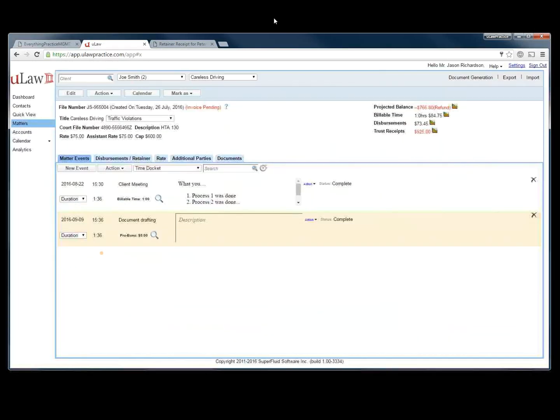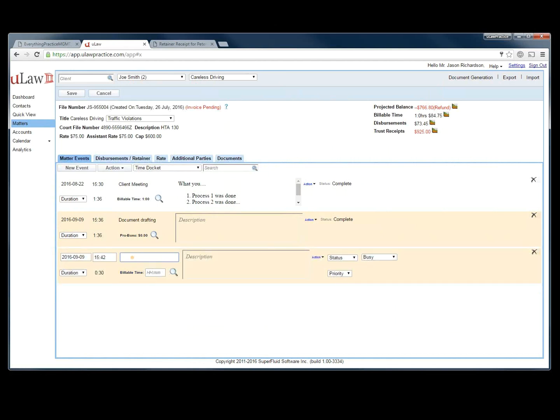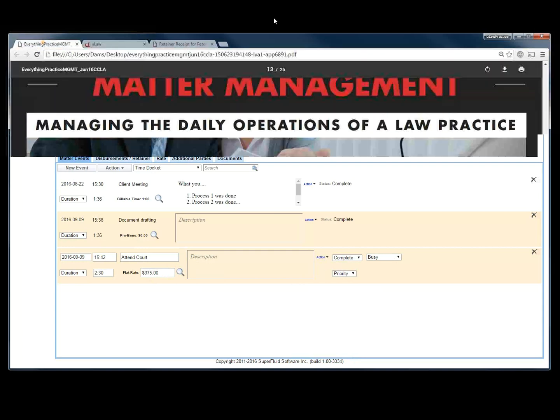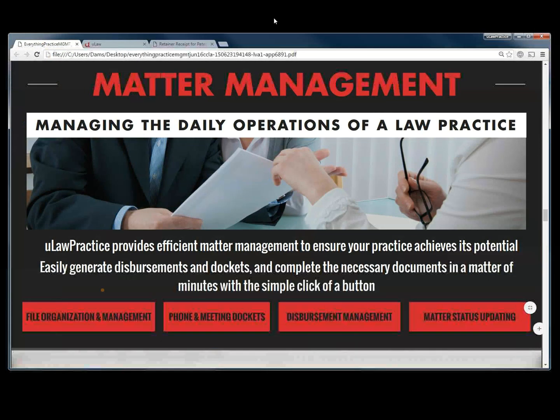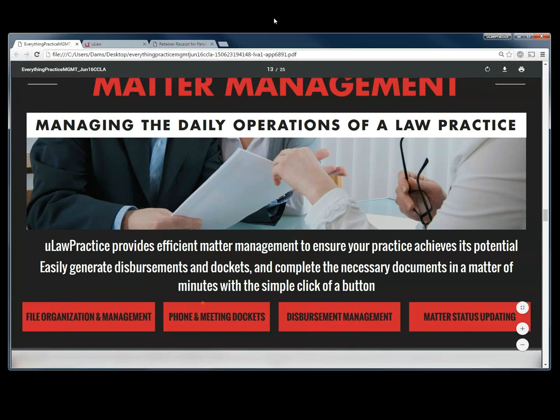Now, when dockets are not time-based, for example, let's say you attended court, you still want to put the time, how much time you spent on it, and you may have a fixed rate. You need to establish that very clearly in the docket. You want to say, for this one, I'm charging you $375, and hit the save button. So phone conversations and meeting dockets are very essential.